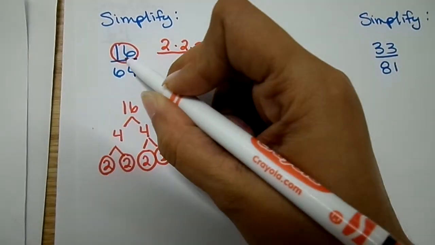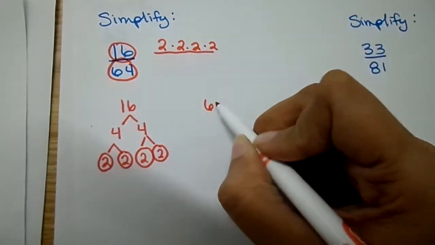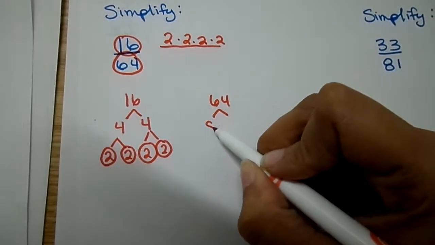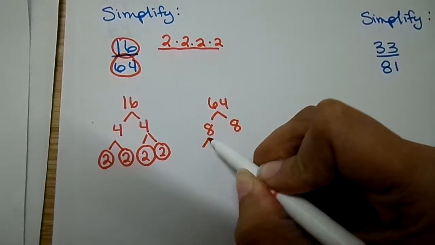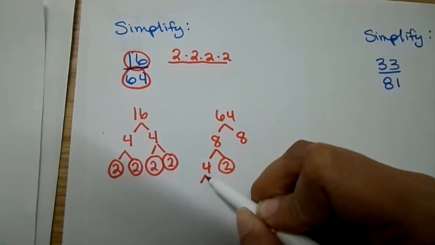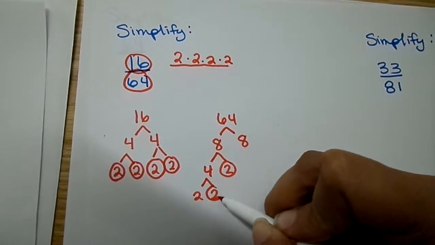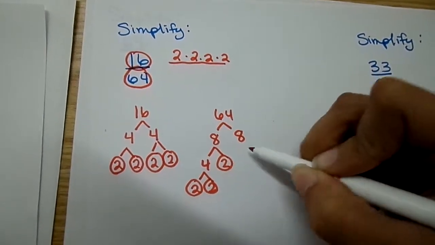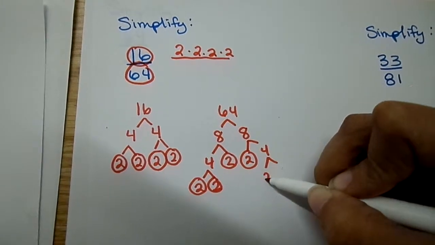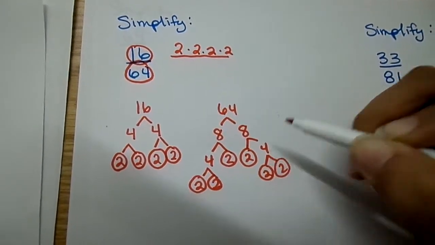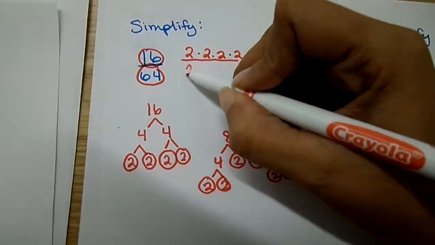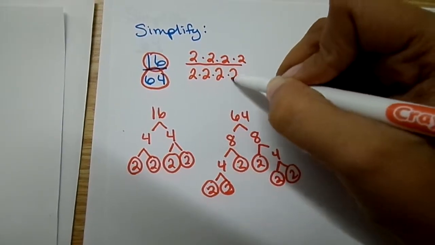Now I still have to break down my 64. So there's a lot of ways to break down 64, but I'm going to do 8 times 8. 8 is 4 times 2, and 2 is prime, but I still have to break down the 4 as 2 times 2. Okay, these are all prime, so I have to break down my other 8 as 2 times 4, and break down 4 again as 2 times 2. So 64 is 2 times 2 times 2 times 2 times 2 times 2.